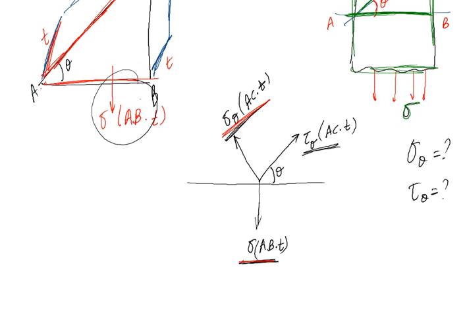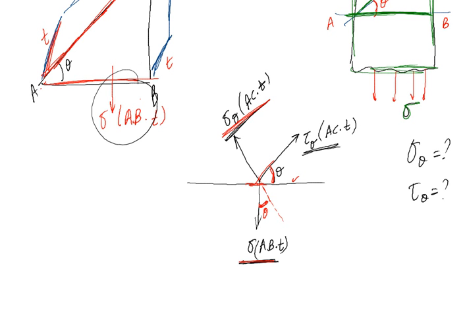Now if I extend this line like this, if this angle is theta, then this angle would also be theta by basic geometry. Because the angle between this line and this line is theta, so the angle between the line perpendicular to this line, that is this, and the line perpendicular to this, that is this, will also be theta.